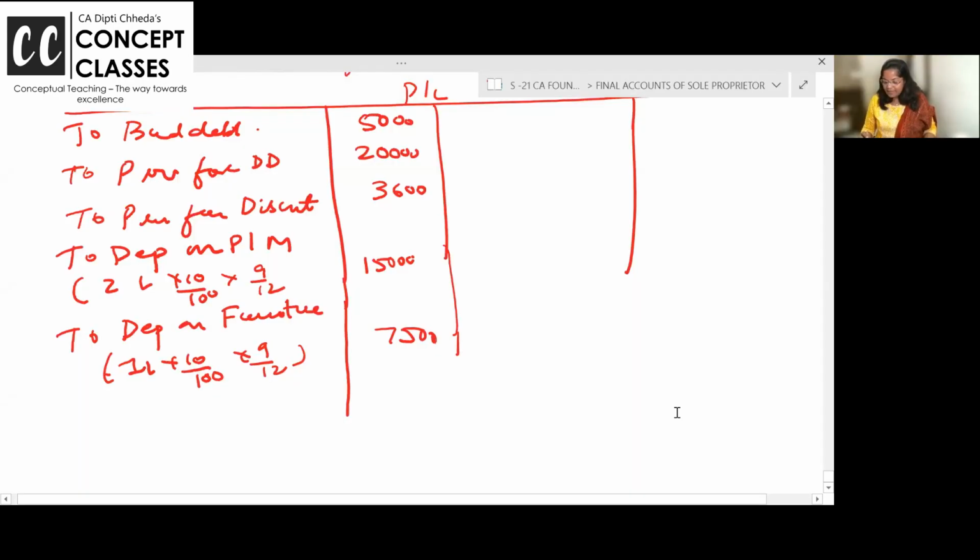One second, the file got closed. Yes. Anyone in the class is having doubt for the depreciation?